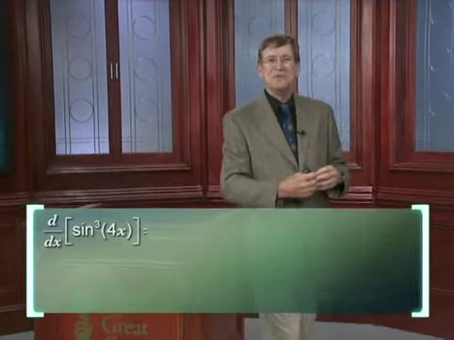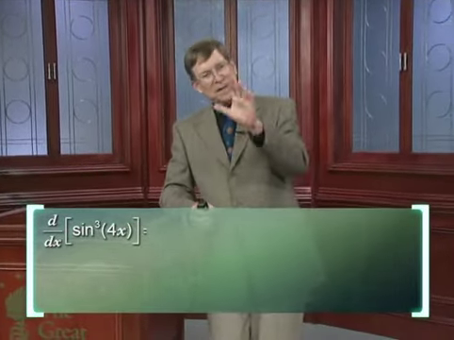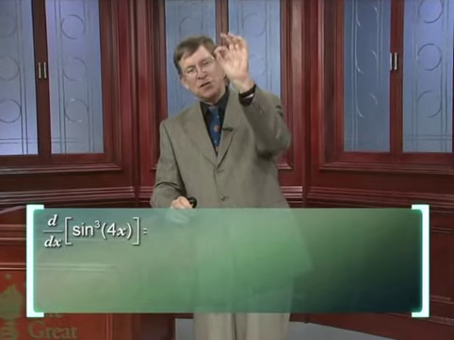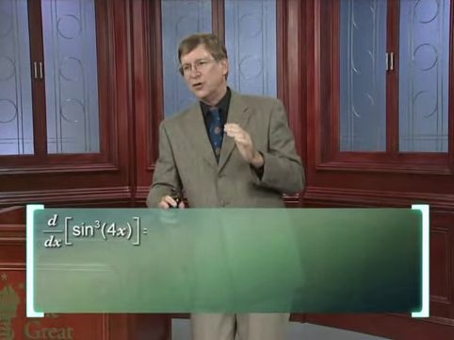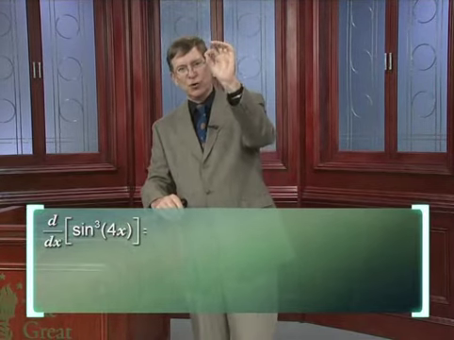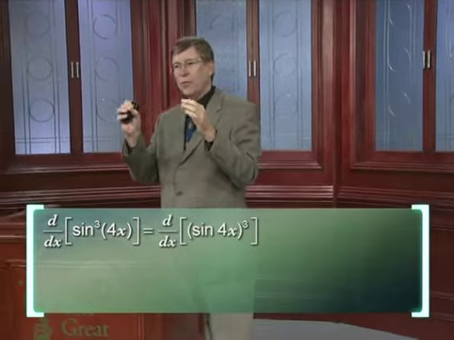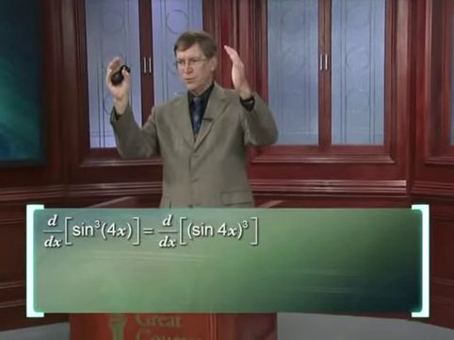Let's do another chain rule problem that has a nice little twist to it in that it's a double chain rule. Let's find the derivative of sine cubed of 4x. By the way, notice this notation, sine cubed. That means the sine function all cubed. We tend to write that cube after the word sine instead of outside. So it really means sine of 4x all cubed.